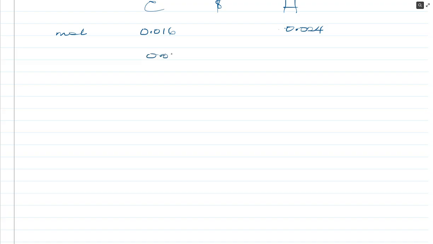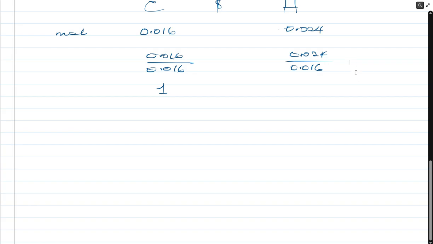So 0.016 divided by 0.016, and then 0.024 divided by, sorry, I made a mistake. We are dividing by the smallest, 0.016. So 0.024 divided by 0.016, what do we get? We get 1.5. So it means carbon is 1.